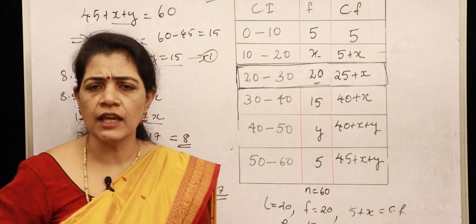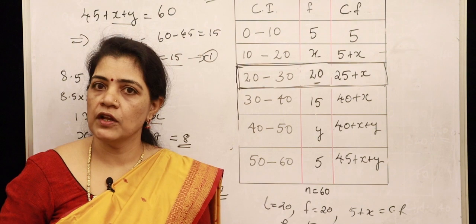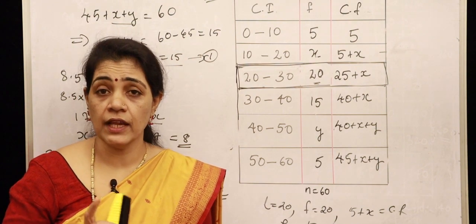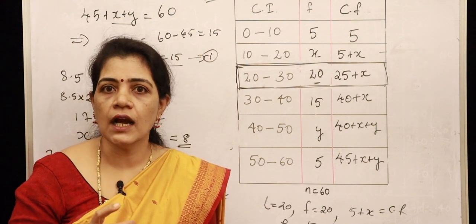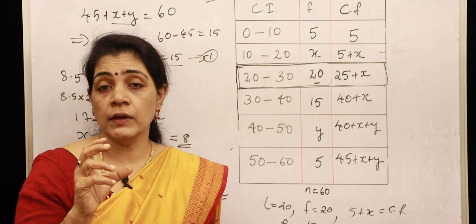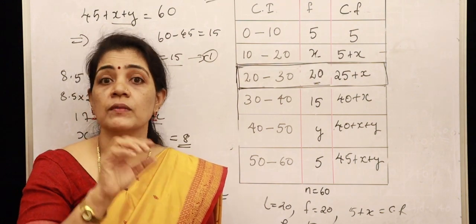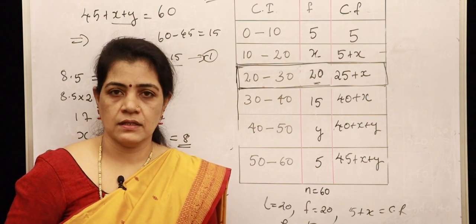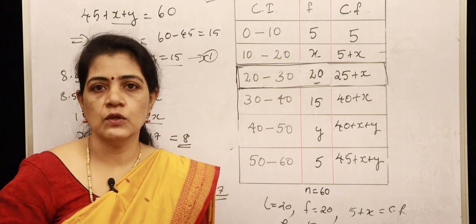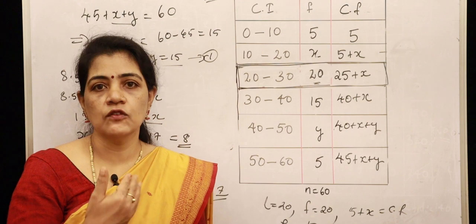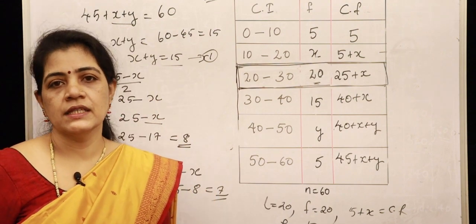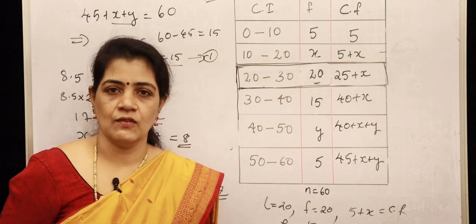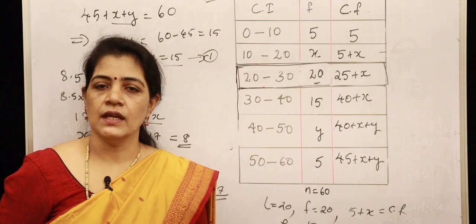This is a very important problem, children, to find out missing frequency. The very important thing is you can easily locate the median class, because here in this problem median is given and median always lies in the median class. And after getting the median class, you can easily substitute the values in the formula so that you will be getting the missing frequencies X and Y. Okay, thank you, children.